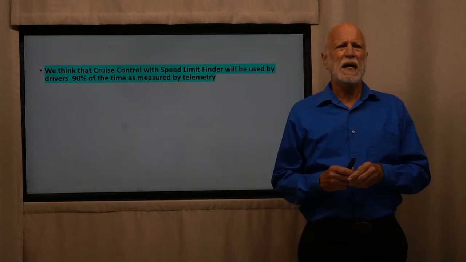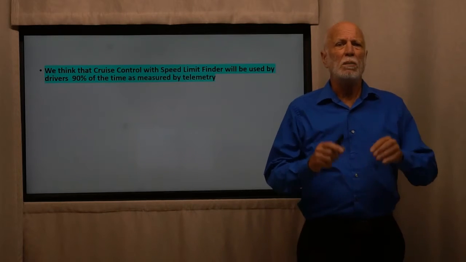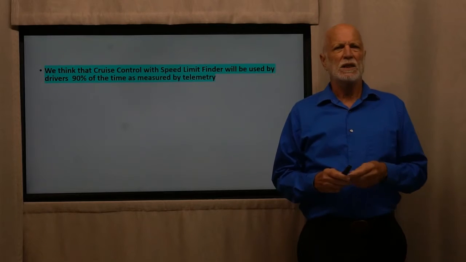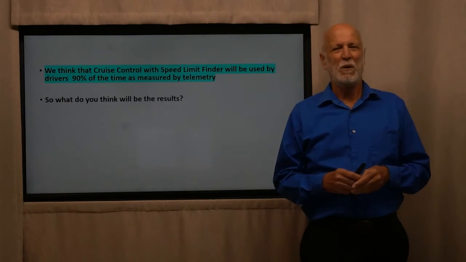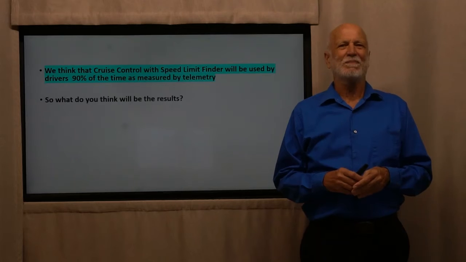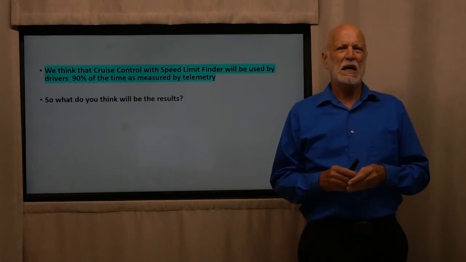So, here's our hypothesis. We think that cruise control with a speed limit finder will be used by drivers 90% of the time as measured by telemetry. So, what do you think will be the results? Yeah, 0.01%. Okay. So it's maybe a time for a pivot.